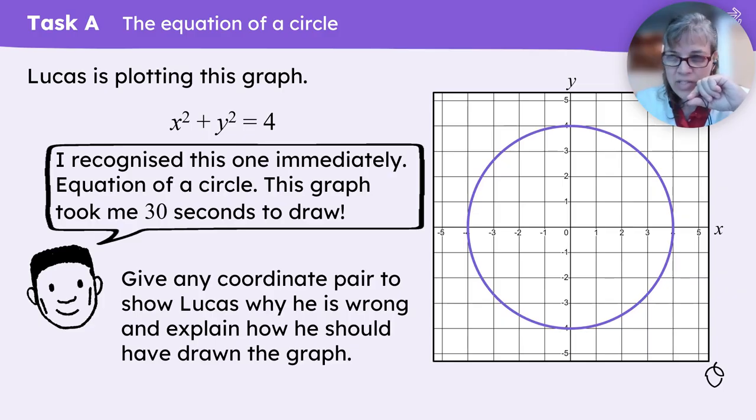Okay, look at Lucas's graph and give me any coordinate pair to show why Lucas is not quite right. What did he do wrong and how should he have drawn his graph? Okay, pause the video and talk about that. Maybe share with a partner. What do you think? What did Lucas do here?